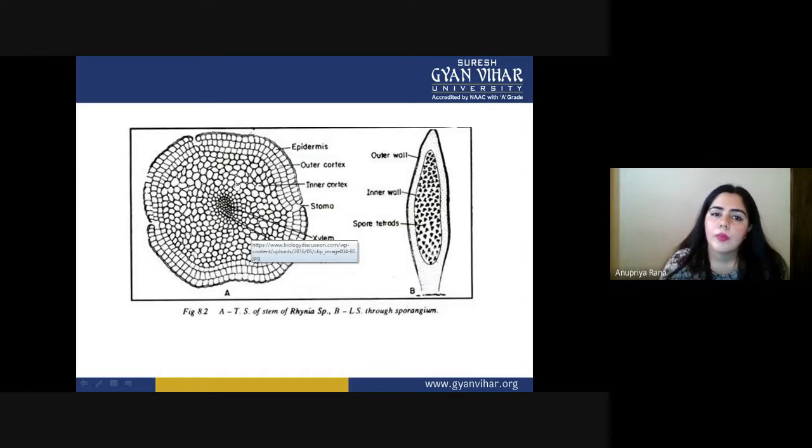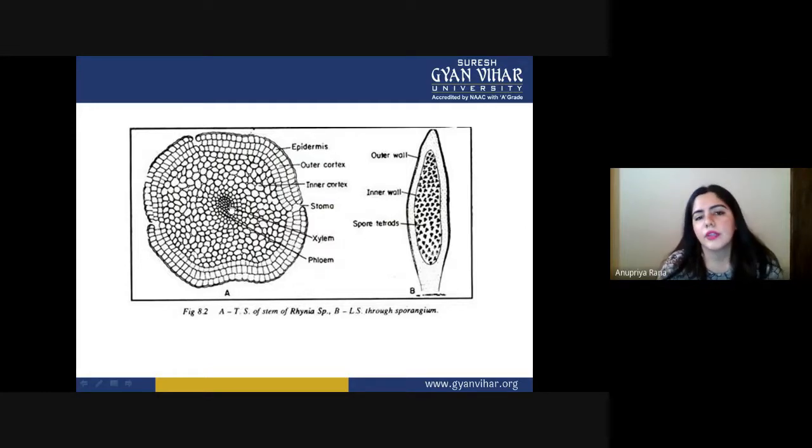So if we're talking about the stele of Rhynia, how was the stele inside the Rhynia? That was the protostele, and in the protostele the core was filled by xylem cells. Only sieve tubes were present, no sieve plate was present inside the phloem. Xylem had xylem parenchyma, simple cells. So no further identification like the endodermis or pericycle was there, as the studies have been done on Rhynia.